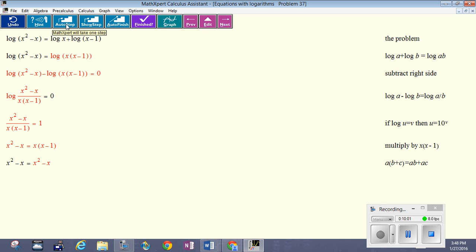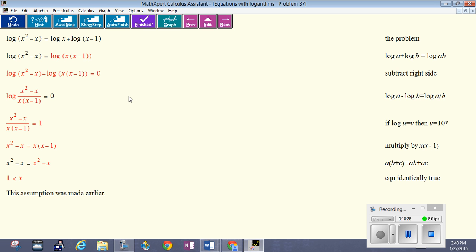Let's see if the math expert agrees with that. Yeah, x is greater than 1. Actually, it has to be greater than 1 because if we put 1 in here, we're fine. But if we put 1 in here, we're at 0. So x is greater than 1. All values greater than 1 are acceptable solutions on that problem.